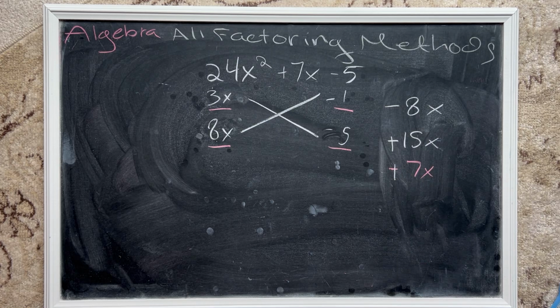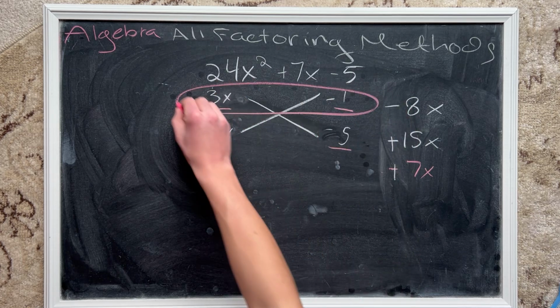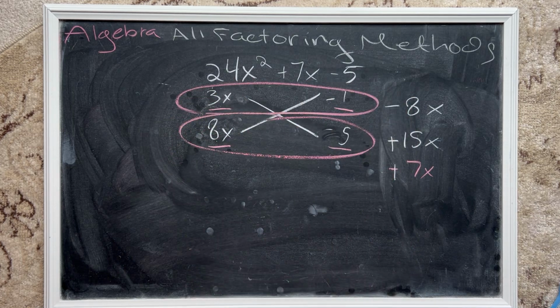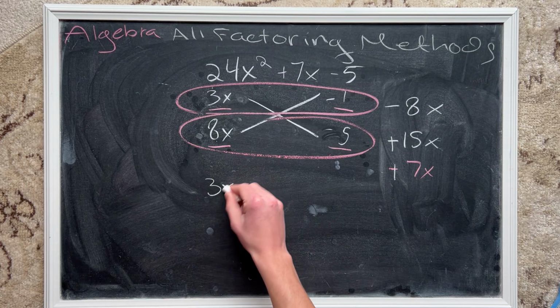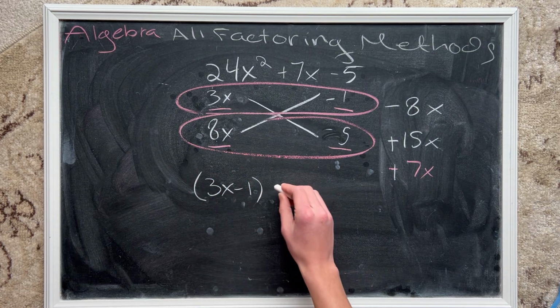So now, you might be wondering what we do with those numbers we just found. We just go straight across to make our factors. So the first factor is 3x minus 1. The other is 8x minus 5.